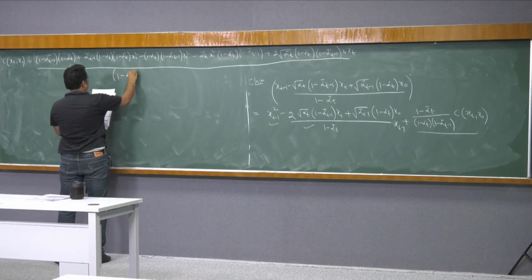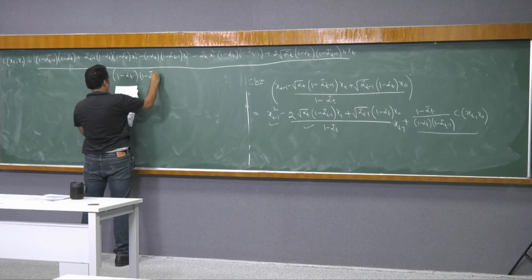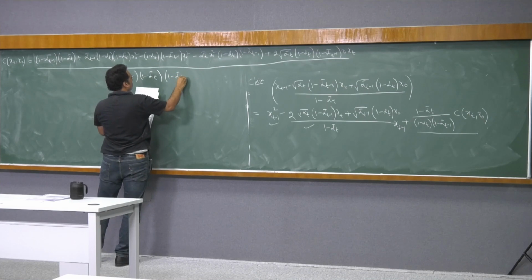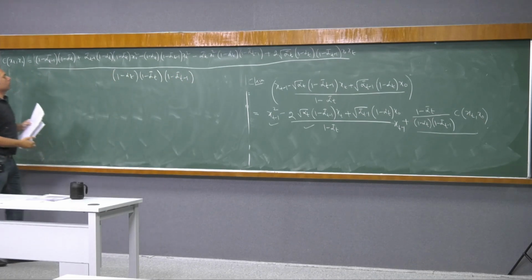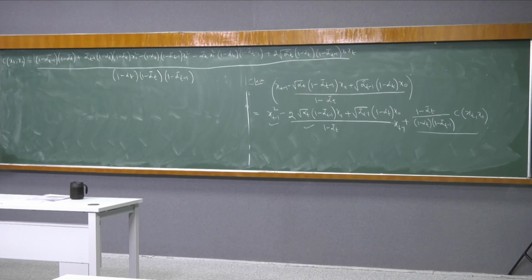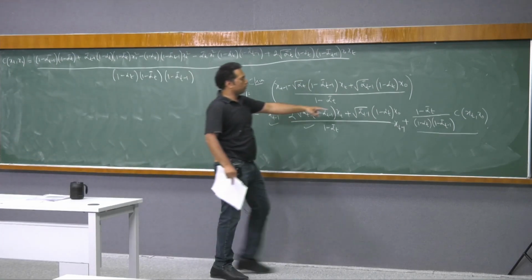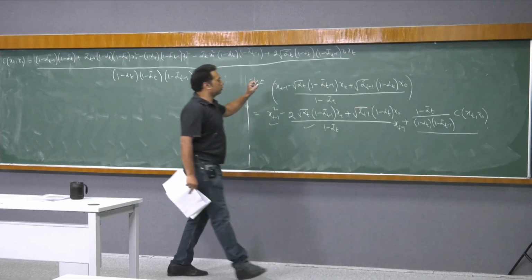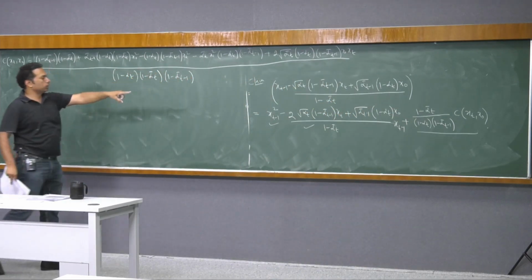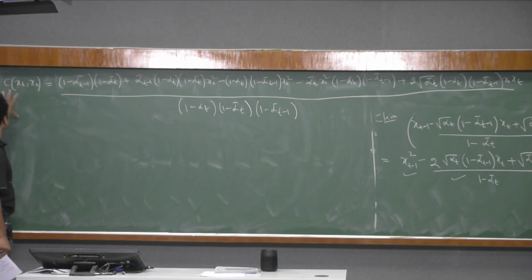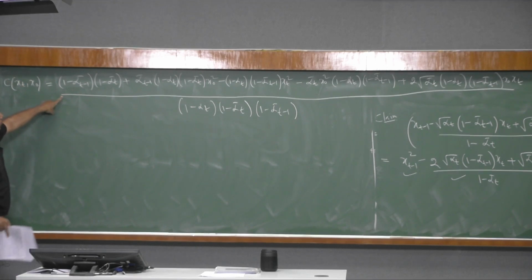1 minus alpha t, 1 minus alpha bar t, 1 minus alpha bar t minus 1. So this is the C. I made a calculation mistake the last time, so it's a little bit longer this time. The C I have written, that's why I said I have written C in the notes. You take that expression for C, and this is only C, not the one that multiplies in the front. This is only C, and this is what comes out.